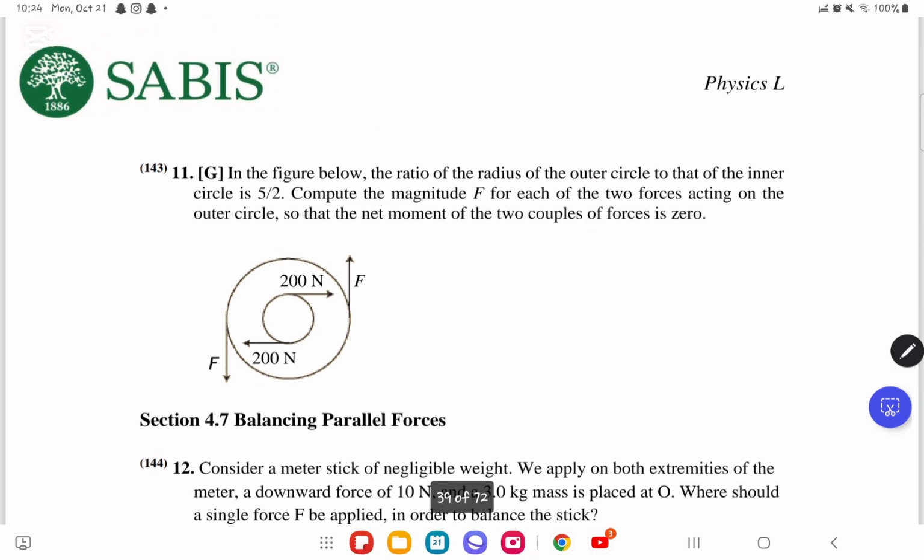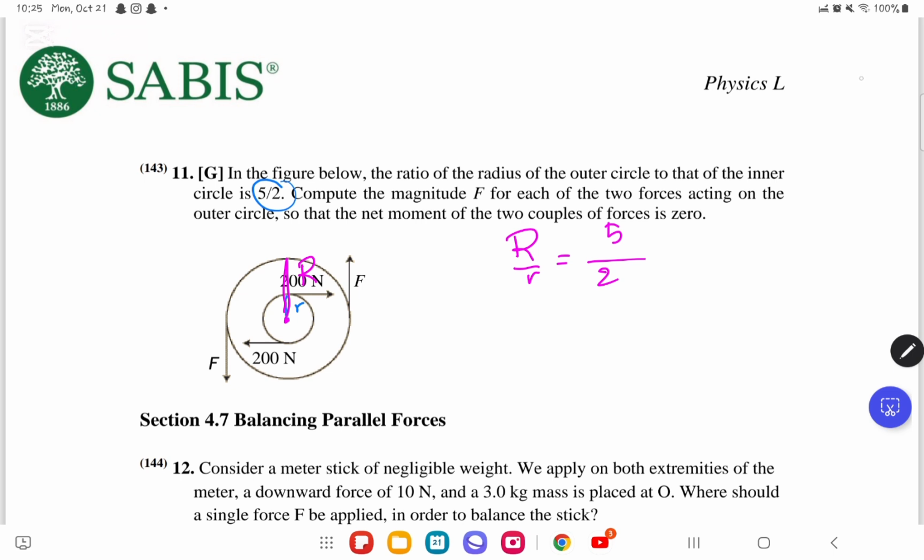Now here, this is a very nice question. In the figure below, the ratio of the radius of the outer circle, which is the bigger circle, to that of the inner circle is 5 out of 2. So let's say this is the radius r of the smaller circle or the inner circle, and this is the radius capital R of the bigger circle. So they said the outer or bigger circle over the smaller or inner. So capital R over small r is equal to 5 over 2.